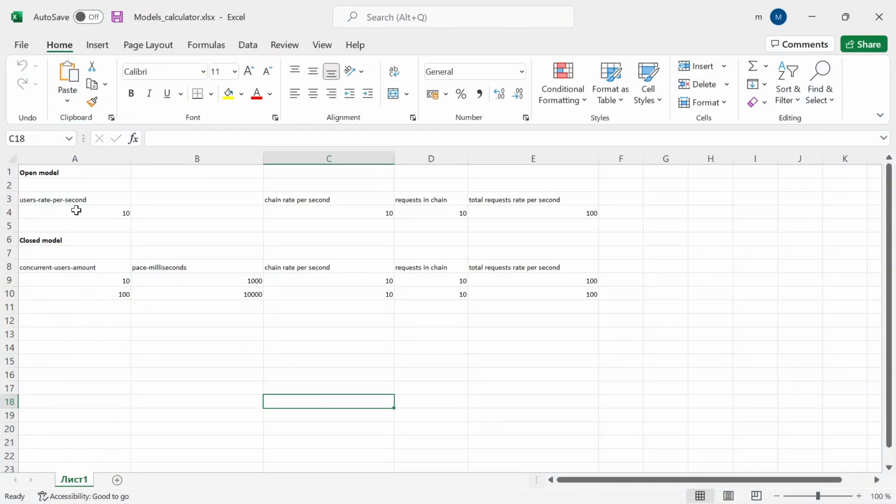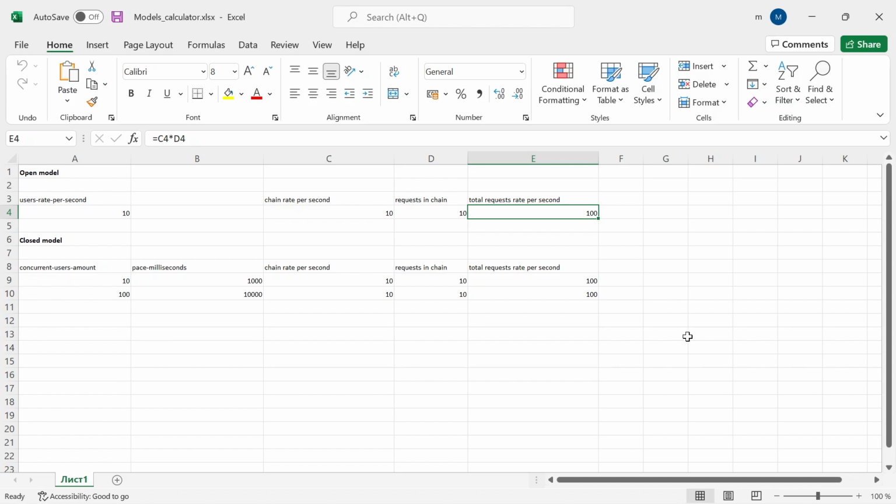For an open model, you will need to set the user rate per second parameter. So if each user performs one chain, then the rate of chains per second will also be equal to 10. And since each chain consists of 10 requests, the total rate of requests per second is 100.